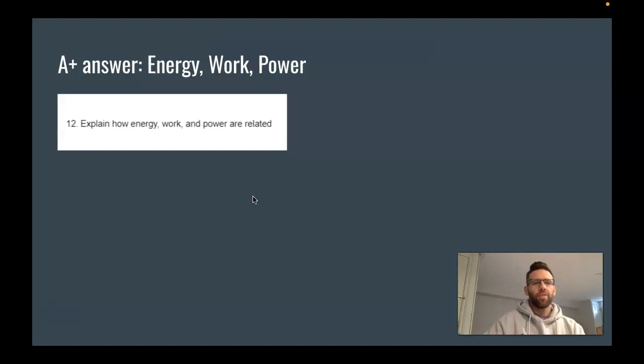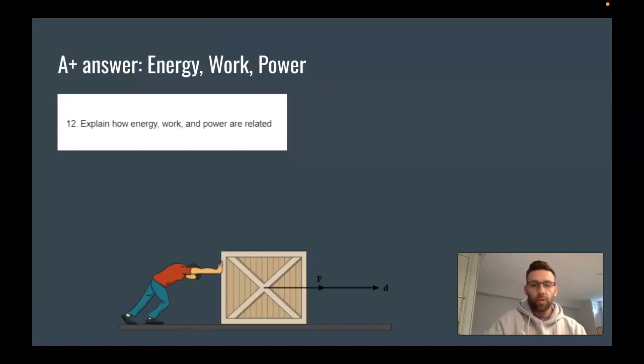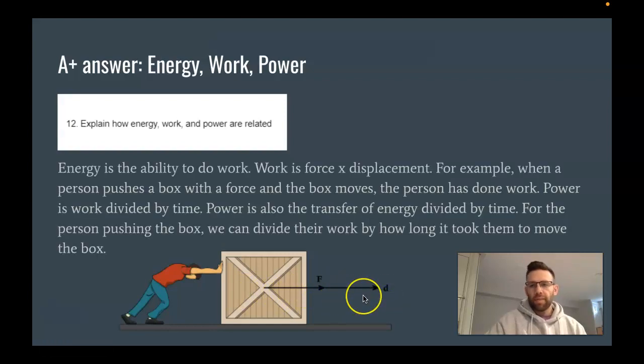All right, so here's an A+ answer. If you were trying to explain to me energy, work, and power, here's what I'd be looking for. Maybe you include a little model, maybe showing me a person actually pushing something with a force and it moving some displacement. And then you might say something like this. Energy is the ability to do work. Work is force times displacement. For example, when a person pushes a box with a force and the box moves, the person has done work.